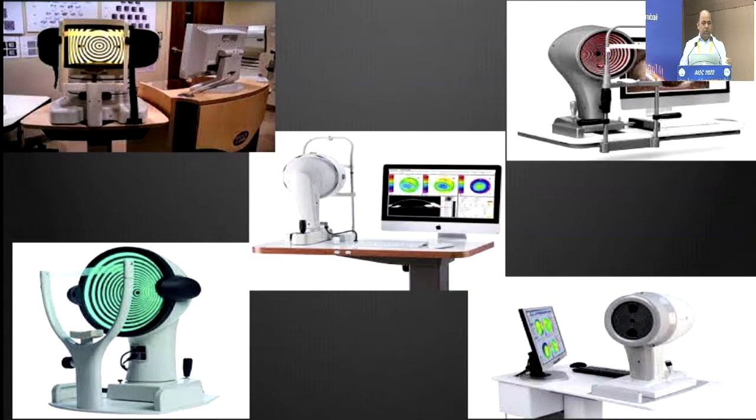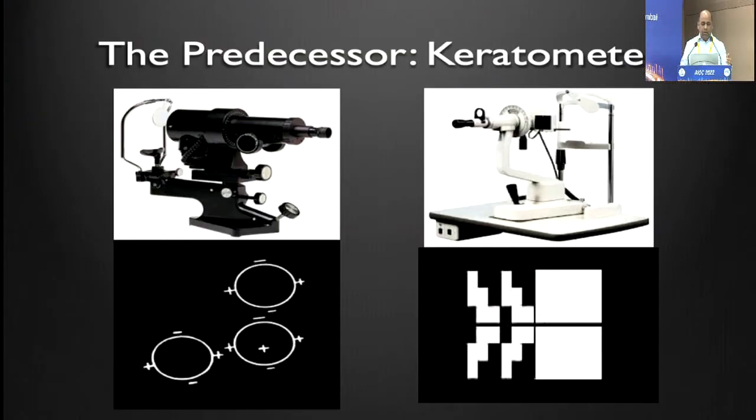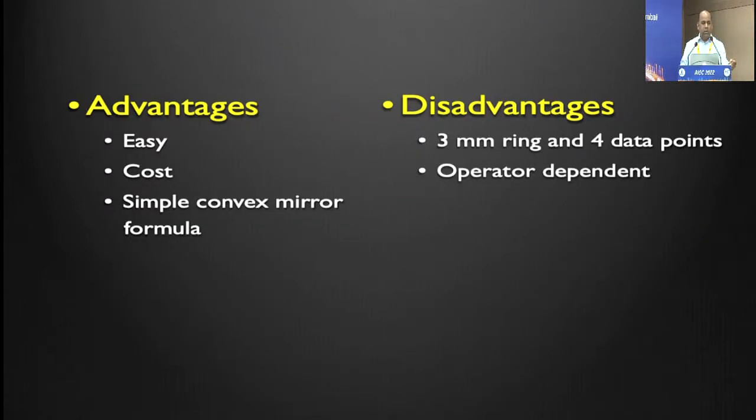In the last 3-4 decades, we have seen various machines come into practice, from OpScan to Pentacam to Galilei, Cirrus, and all have some advantages or limitations. Although the true predecessor of topography is keratometers, which we have all practiced in our medical colleges, these Bausch and Lomb keratometers and Javal-Schiotz keratometers. But again, this is a primitive machine, and it had some limitations: it gives values in a 3 millimeter ring with just 4 data points, and it is totally operator dependent. So chances of getting something wrong are high.